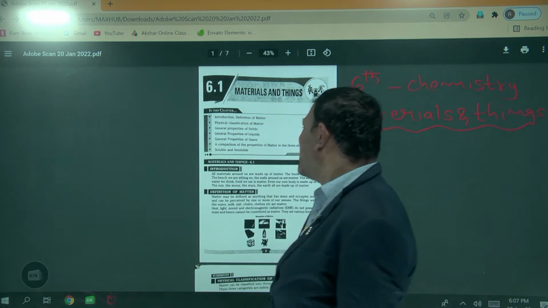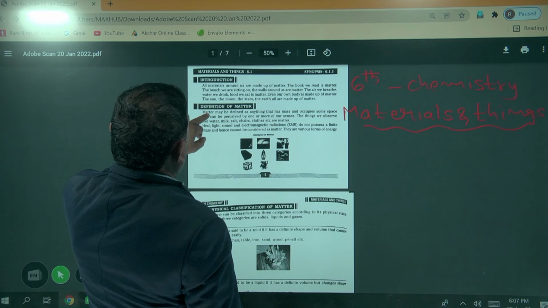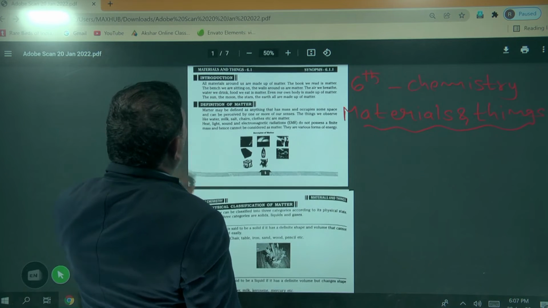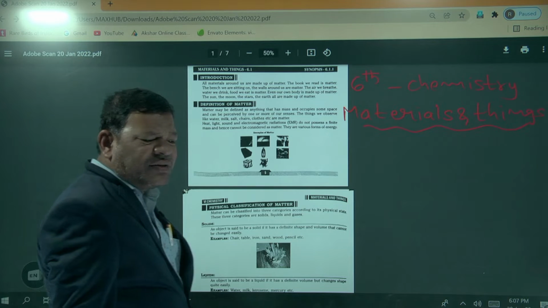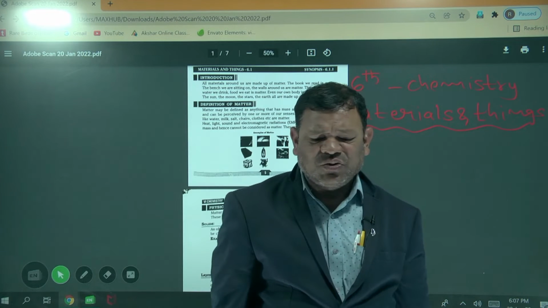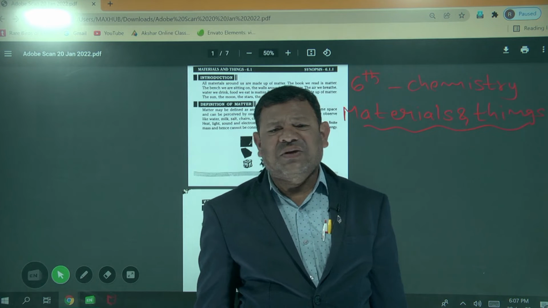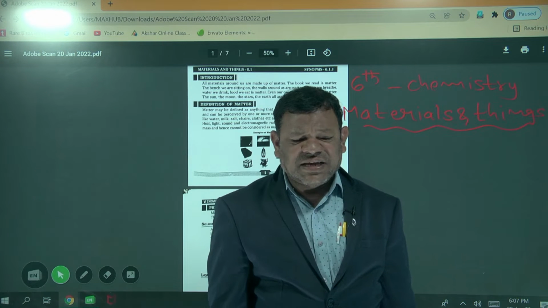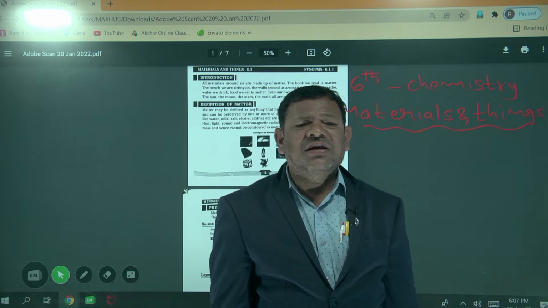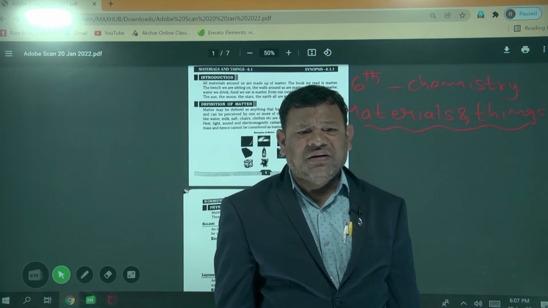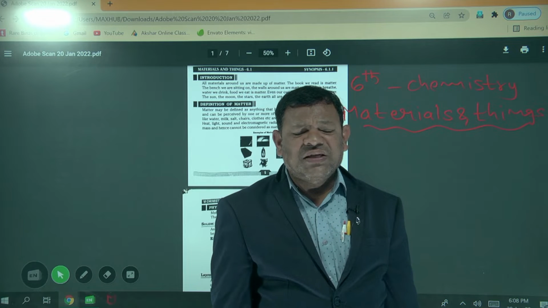Now the topic is matter. Materials and things. In our surroundings, so many materials and things are present. What is present in our surroundings? Computer, pencil, book, fan, light. So these are all things present in our surroundings. That means everything in our surroundings.